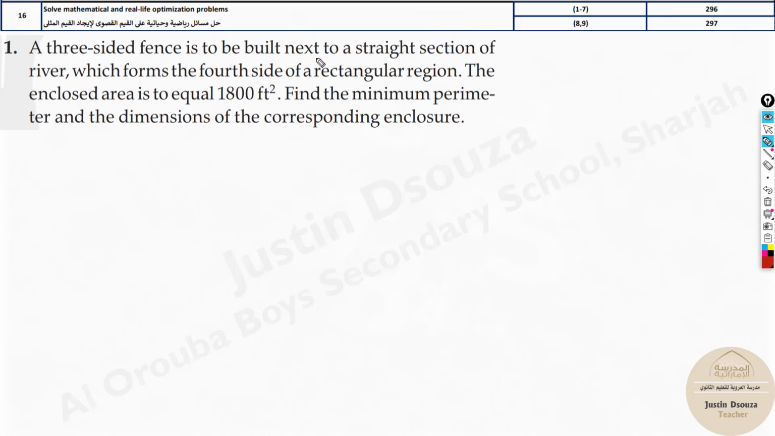A three-sided fence is to be built next to a straight section of river which forms the fourth side of a rectangular region. The enclosed area is equal to 1800 feet square. Find the minimum perimeter and the dimension of the corresponding enclosure. Remember, this is the writing part. You need to write everything in detail.